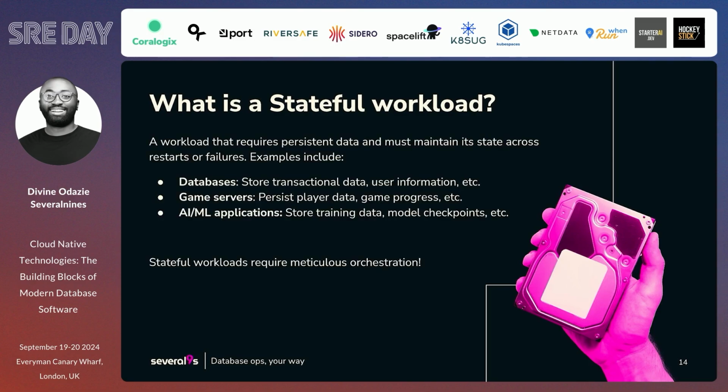A stateful workload is any workload where you need to persist data over time, across restarts or failures. Examples are databases, which are the core focus of this talk, game servers, ML applications, different types of applications, so long as you need data stored over time in case of failure. And they require meticulous orchestration, right? I don't know if anyone here has worked with databases. Databases are a complex piece of software. It's not really straightforward, and you need some experience and some understanding.